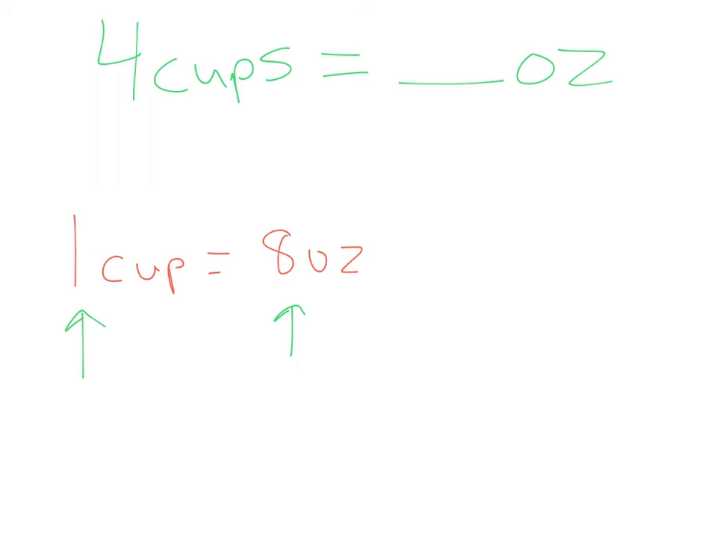The ounces must be pretty small in this case, because 8 ounces will fit into 1 cup. So if my question is asking me to go from cups to ounces, I'm going from the larger unit to the smaller unit, and larger to smaller always means we multiply. So I'm going to take the 4 and multiply it by the 8. 4 times 8 gives me 32, and that is my answer. All right, just to make sure, let's do one more.